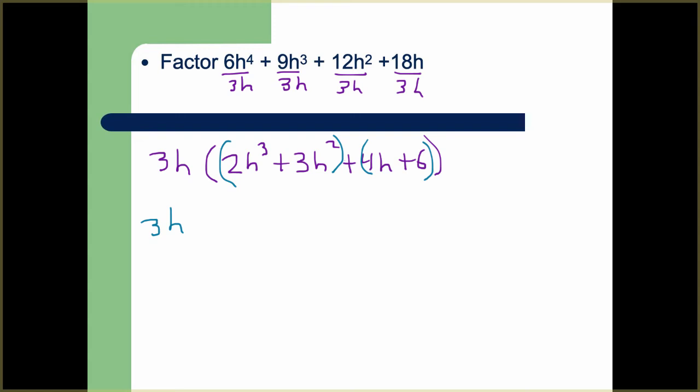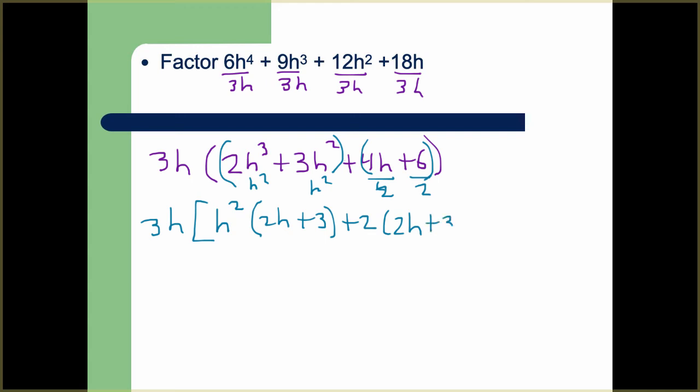In our first group, between 2h cubed and 3h squared, there is no number other than 1 we can divide out. And between h cubed and h squared, we can pull out an h squared, leaving behind a 2h. Divide this by h squared, we're left with a 3. And then from the second group, we can divide out a 2 between the 4 and the 6. And there is no variable with the last term, so we have 2. We have 4h divided by 2, which is 2h. 6 divided by 2, which is 3.